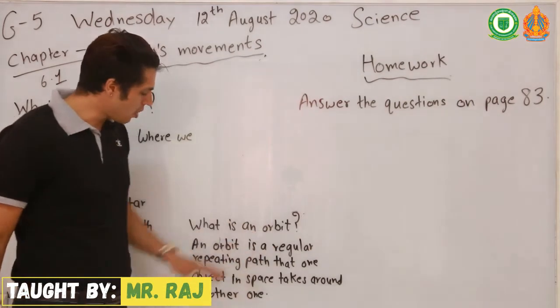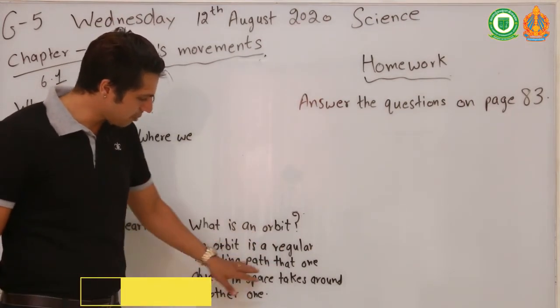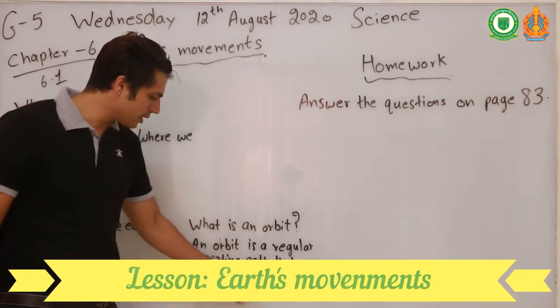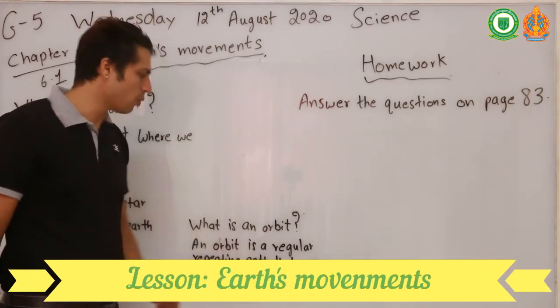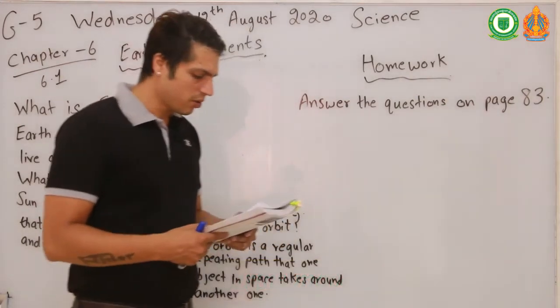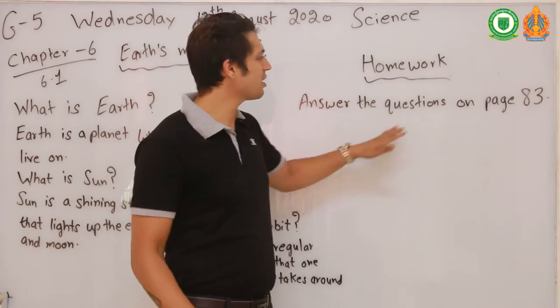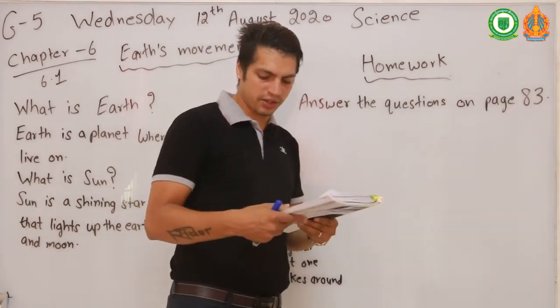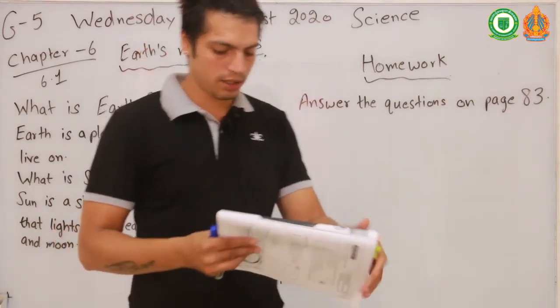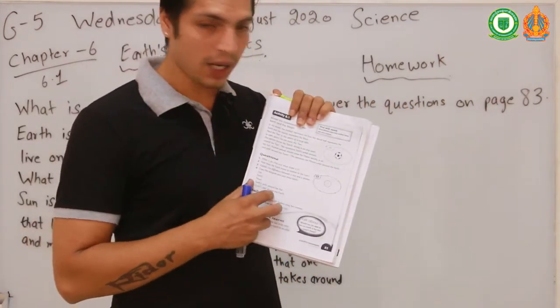So what is an orbit? An orbit is a regular repeating path that one object in space takes around another one, okay. So coming on to your homework: you need to answer the questions on page 83. Open your book, page number 83, first part of the book.